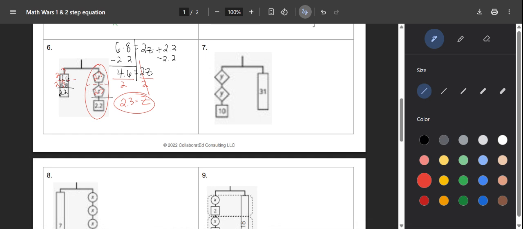All right, number 7, we have 2 y's and a 10, and that makes 31. So I would like you to please solve it out. Try to figure out if you can find out what 1 y is equal to. Go ahead and press pause, solve that, and come back when you're ready to see.